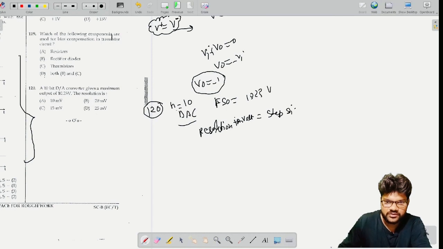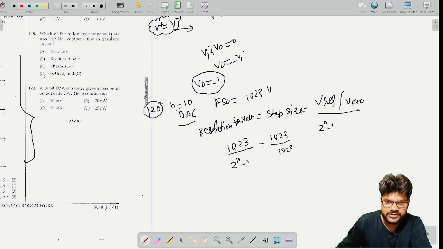So resolution in volt is called step size, and step size is V reference or V full scale output voltage divided by 2 to the power n minus 1, okay. So this is 10.23 divided by 2 to the power 10 minus 1, this is 1024 minus 1, 1023. So this is going to be 10.23 divided by 1023, right. So this is going to be 0.01, that is 10 millivolt, okay. So correct option is A.